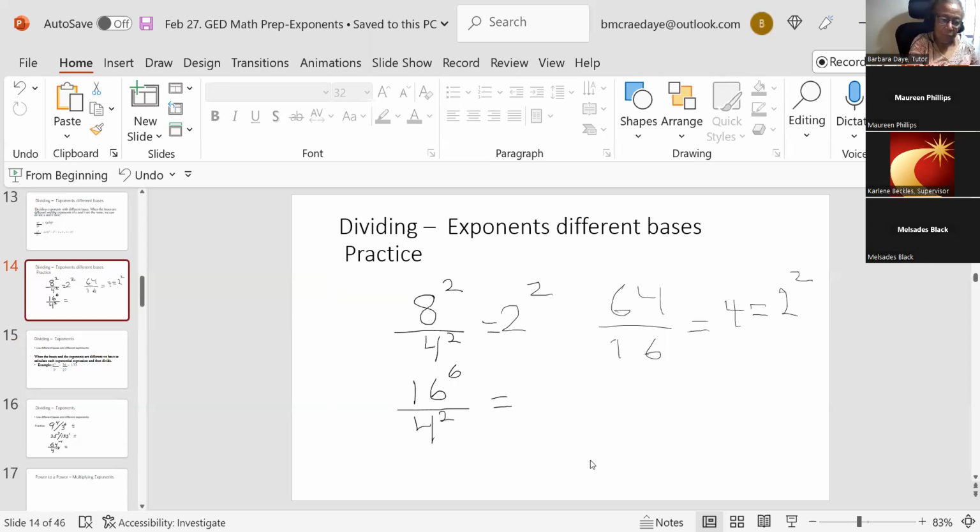You're saying we should do the next one? Yeah, 16 to the sixth over 4 to the second. Notice the bases are different, 16 and 4, and the powers are different, 6 and 2. I want you to tell me your answer, and I'll do it too, because I didn't do it.